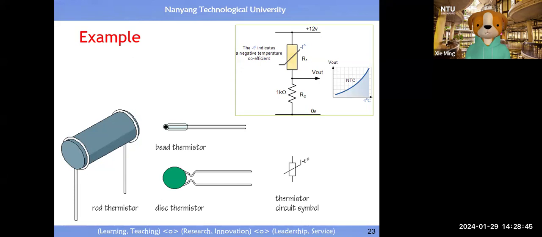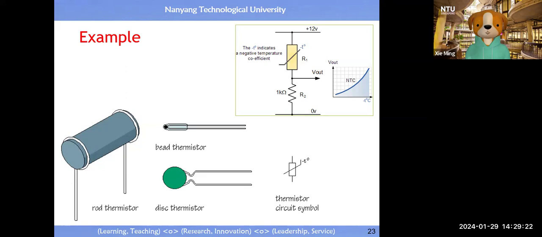convert resistance into voltage? It's very simple. You just put a circuit with two resistors. One resistor is a thermistor, so the resistance value changes as a function of temperature. The other is a resistor with constant resistance, right? So based on this circuit, you will see the output voltage is a function of R1. R1 changes with respect to the temperature, right? So I guess this is a very simple circuit for us to know in order to convert resistance into voltage.